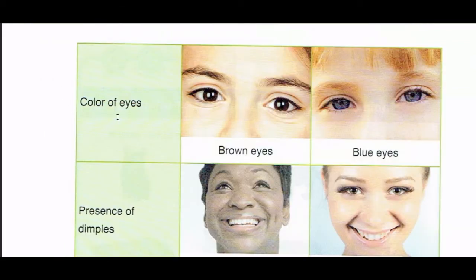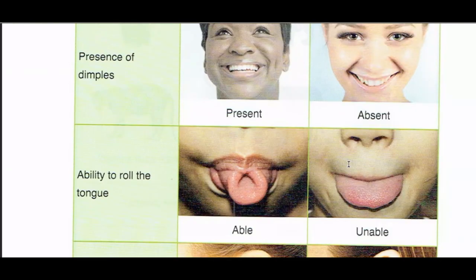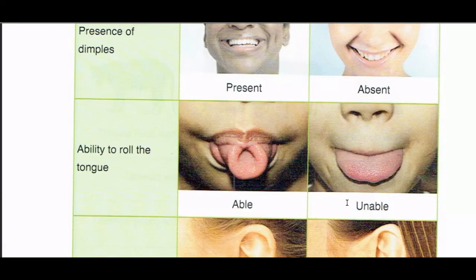Here we have as an example the color of the eyes. It goes from brown eyes to blue eyes, green eyes. There is almost no stop between brown and blue. We have dark brown eyes. Then we have light brown eyes. We have hazel. We have green eyes. We have blue eyes. Or here, as an example, dimples. We have dimples, or not having dimples is absent. Then the ability to roll the tongue. Somebody is able to, somebody is unable to. So it's also a trait.